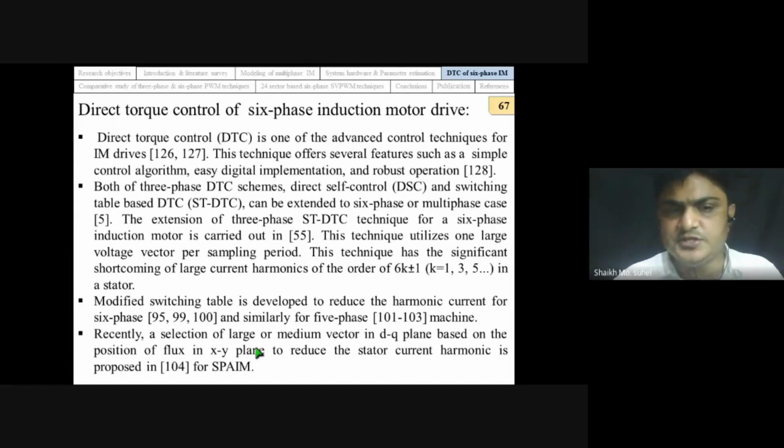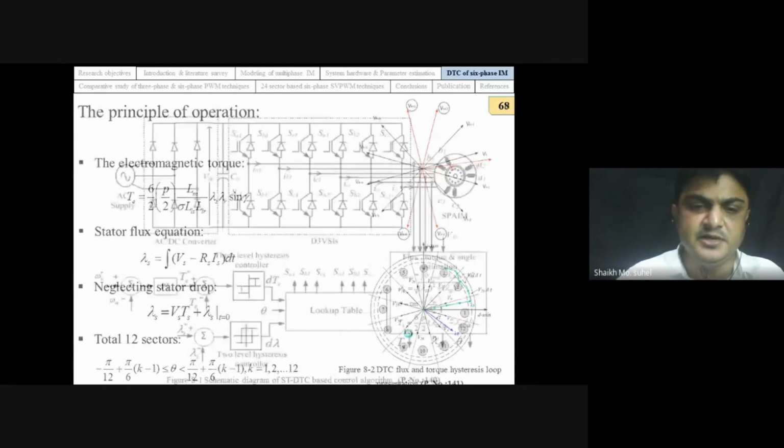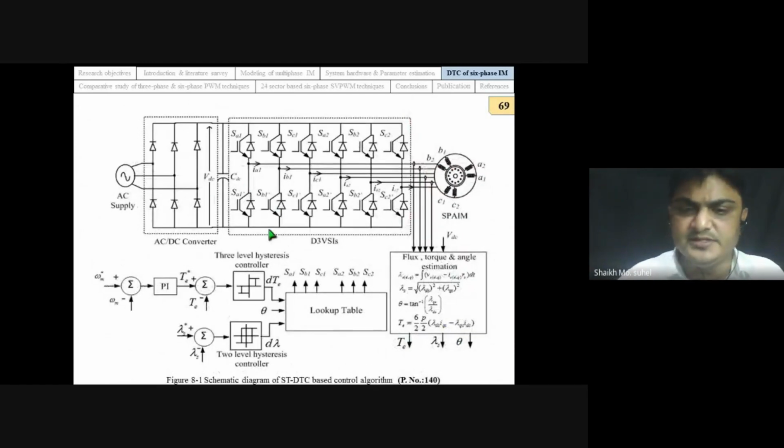So these are the equations that we have used in case of implementation, and this is the schematic diagram. Power diagram will remain the same, only the software part is modified. Here we are using the current, speed and voltage input. We measure the flux, torque and angle estimation, and these are used by utilizing the 3-level or 2-level hysteresis controller and lookup table technique to generate the pulses, and those pulses are fed to our 6-leg inverters.